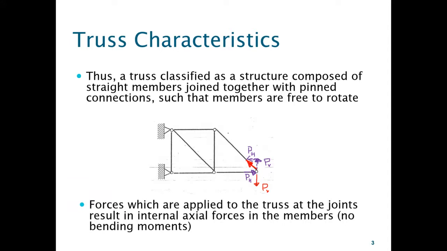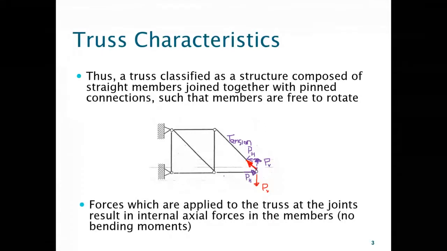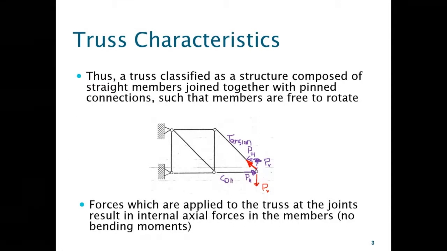Okay, so this member here is in tension. As you can see, for the bottom member, the arrow is going towards the node. That means that something is pushing on the node, trying to shorten the member, trying to compress the member, and the member doesn't really want to shorten. So it's an internal resistance to being shortened, so therefore it's in compression. So the arrow is going out towards the node.